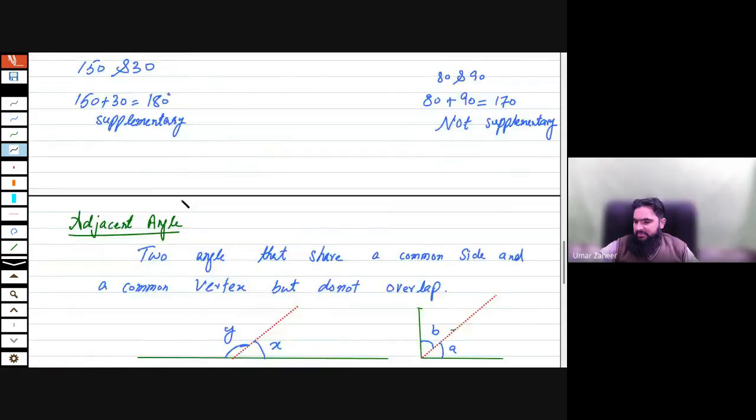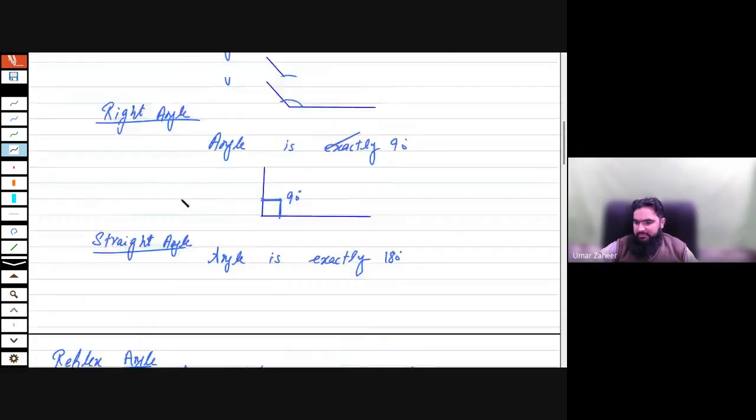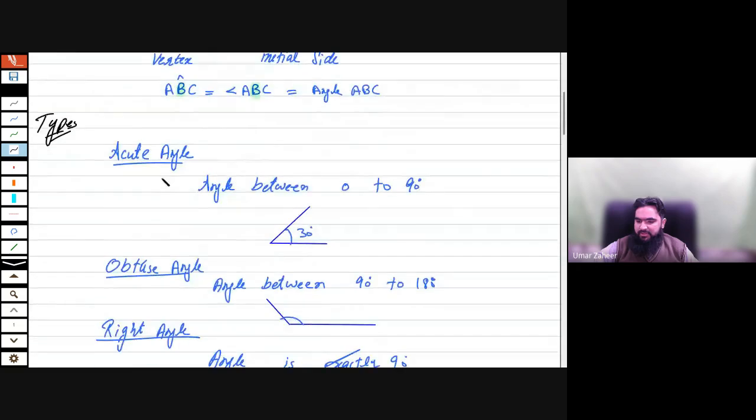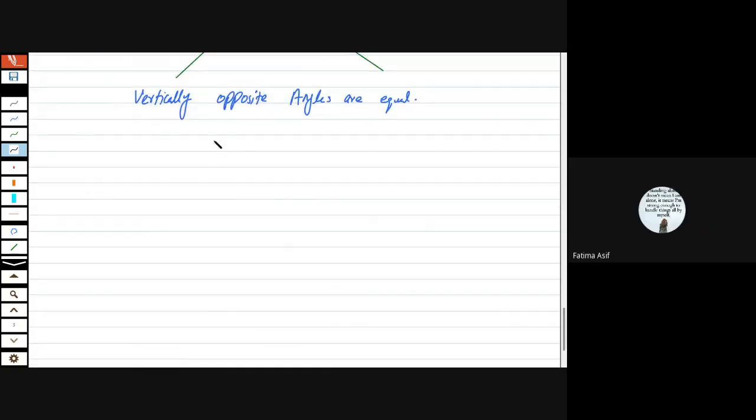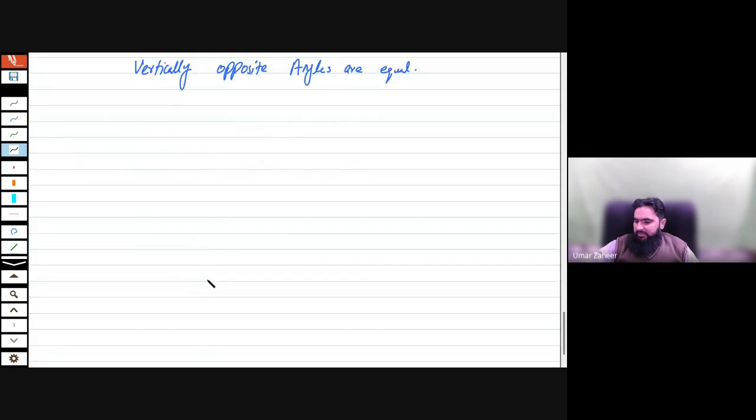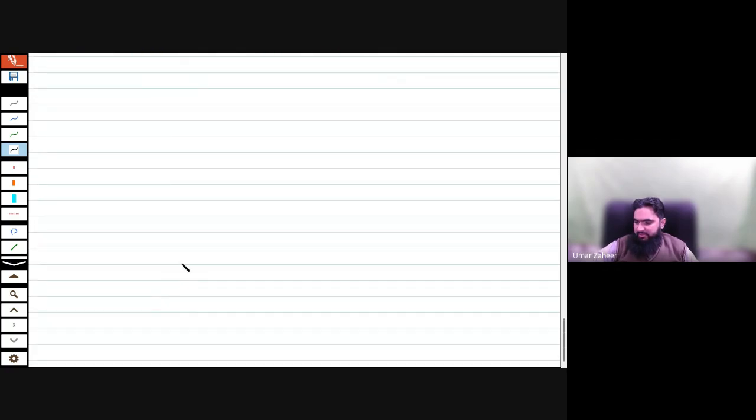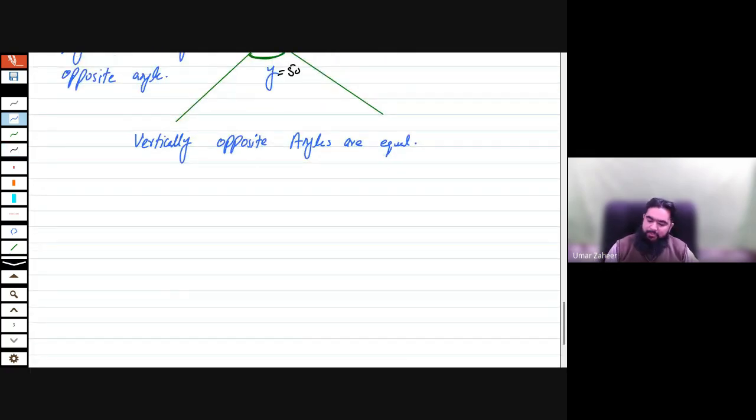Yes, sir. I'll just try my best to cover different types of angles in this one. Any question up here? No, sir. All right, now next we have to go for the next angle property.